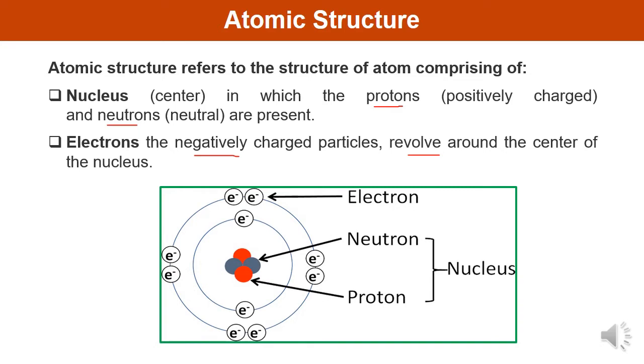You have studied about atomic structure in your school days. From this particular diagram, you can review the concept. Here you can see that nucleus consists of neutrons and protons, and electrons are revolving in the orbit which is around the center of nucleus.